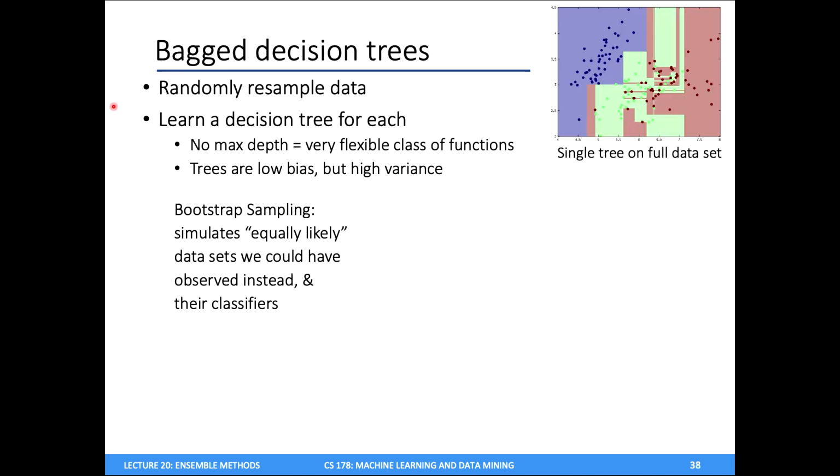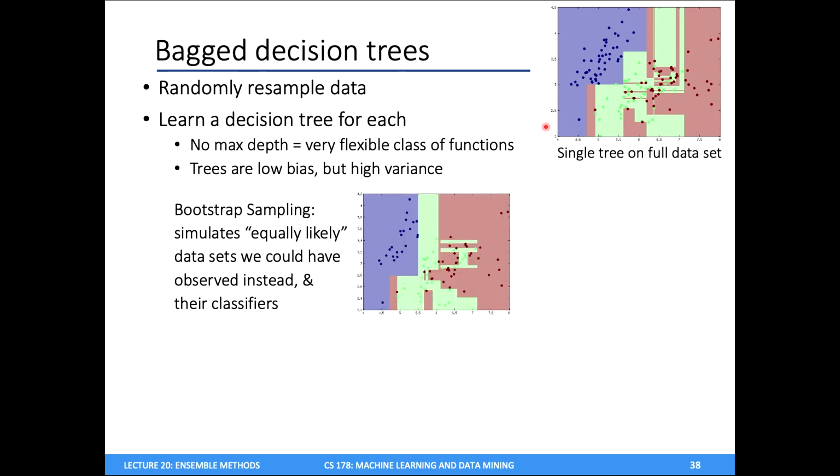Okay, so let's see an example of what this looks like. Here in the top right, I've got a single decision tree fit on my full data set. You can see I've got some pretty complex decision boundaries here, probably overfitting. If I sample one subset of my data and fit a decision tree to it, I get another decision tree that looks kind of similar to the first one, but slightly different. So this is what I mean by variance: if I fit a model to very similar data sets, I get slightly different looking trees.